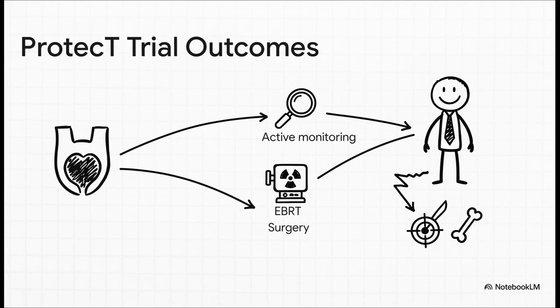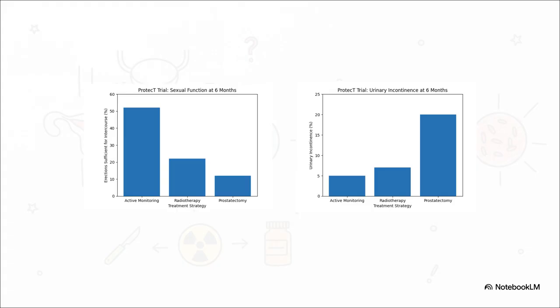But, and it's a big but, the trial also showed that active monitoring does carry a notably higher risk of clinical progression and distant metastasis down the road compared to just knocking it out with definitive therapies. And honestly, these functional trade-offs are the real meat of the shared decision-making conversation. Check out the sharp differences in early functional outcomes here. At the 6-month mark, you're seeing significantly higher rates of sexual dysfunction and urinary incontinence following surgery compared to radiotherapy or just active monitoring. It's a huge quality of life factor the patient has to seriously weigh.